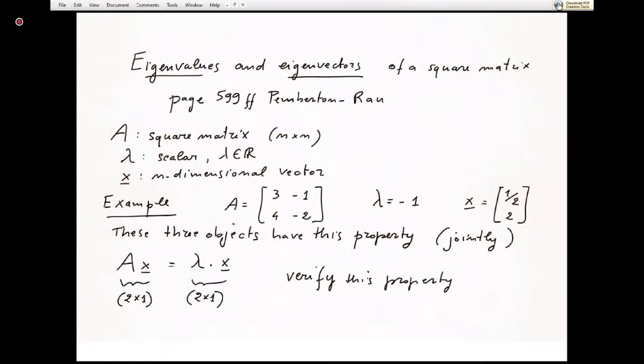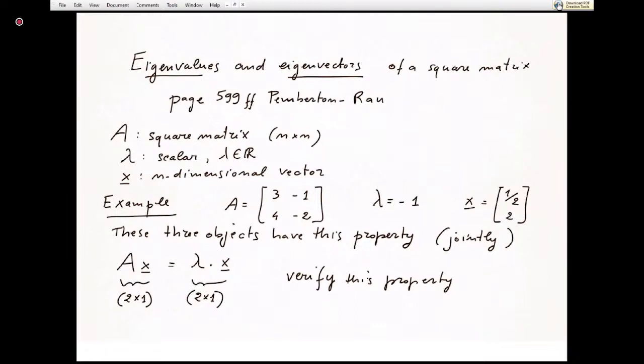Technically speaking, there is nothing difficult. You only have to understand what is the meaning of these eigenvalues and eigenvectors. Computationally, there is nothing difficult. We have three elements: a square matrix, A, a scalar, that is a number lambda, and an n-dimensional vector x. An example: A is 3 minus 1, 4 minus 2. The scalar is minus 1. Our vector is 1/2, 2.